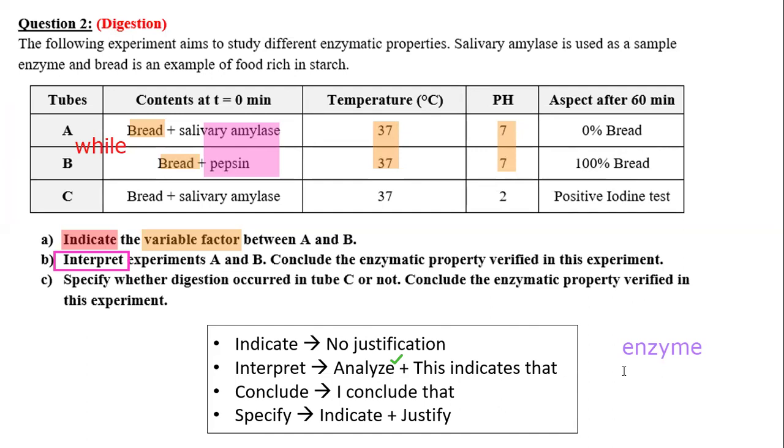يعني this change in enzymes caused digestion to happen أو not to happen in tubes A و B. Okay? بعدين conclude the enzymatic property. One of the easiest questions هي موضوع enzymatic property هون وهون. There are 4 enzymatic properties.